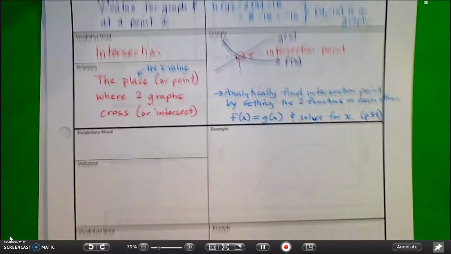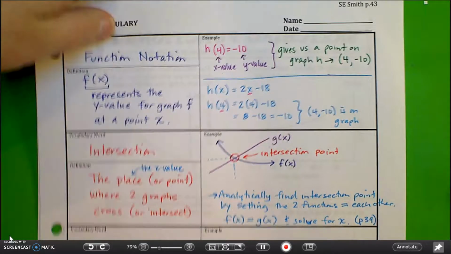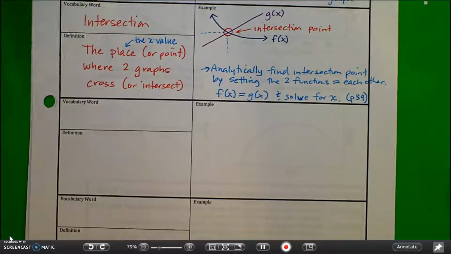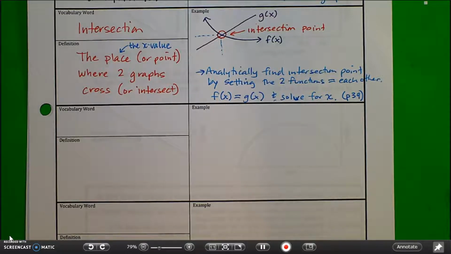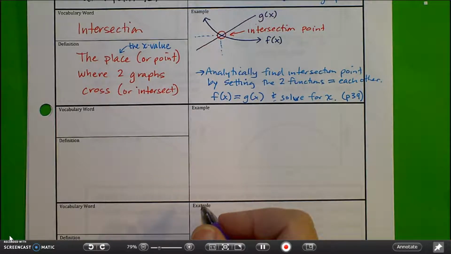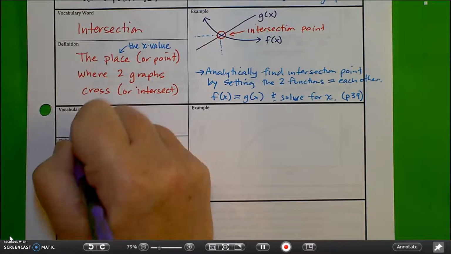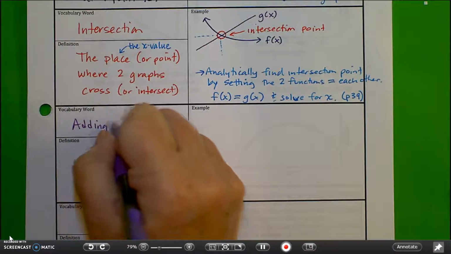Okay, a couple more definitions here. Move the page up. Alright, the next word that we're going to cover is, it's not really a vocabulary word, it's a technique, adding functions together.